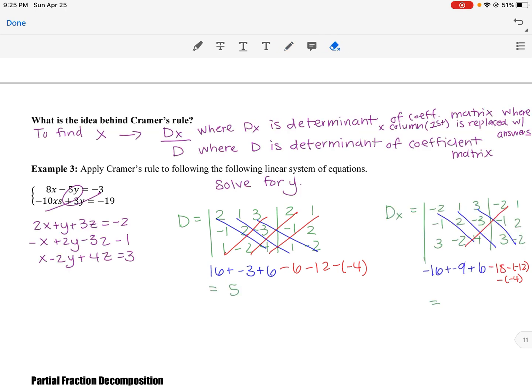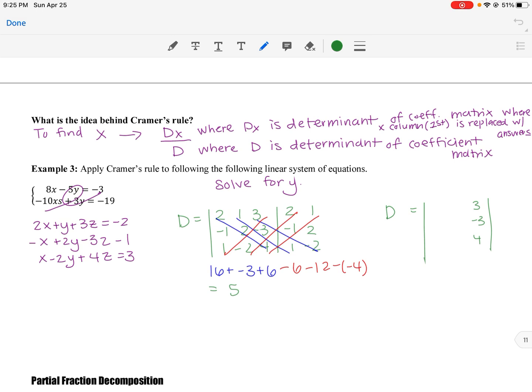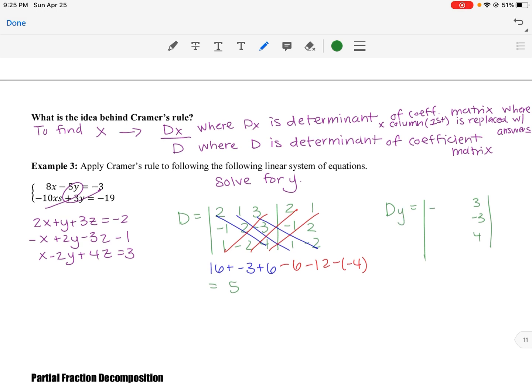Sorry, guys. So let's go back to square one. This is why you read the directions really carefully so you don't mess up like something like that. Okay, so let's look at this again. If you're solving for y, remember we want d sub y. So our first column will stay the same, but our second column will now become the answers.